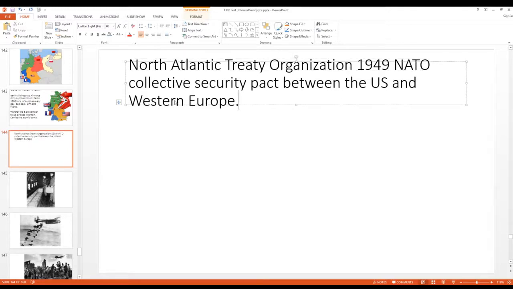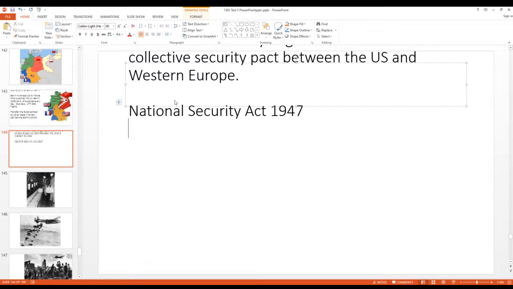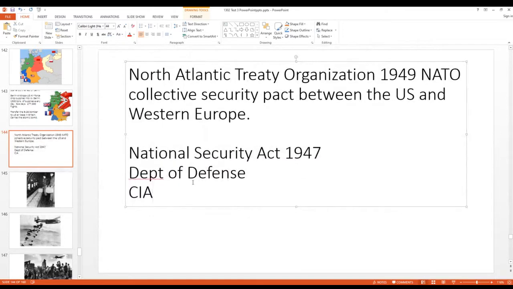There's also the creation or the passage of what is called the National Security Act in 1947. This did three things. It reorganized the War Department into what was called the Department of Defense. It created the CIA. The United States still had no intelligence gathering operations, and so it created the CIA. And then finally, it created what was called the National Security Council.